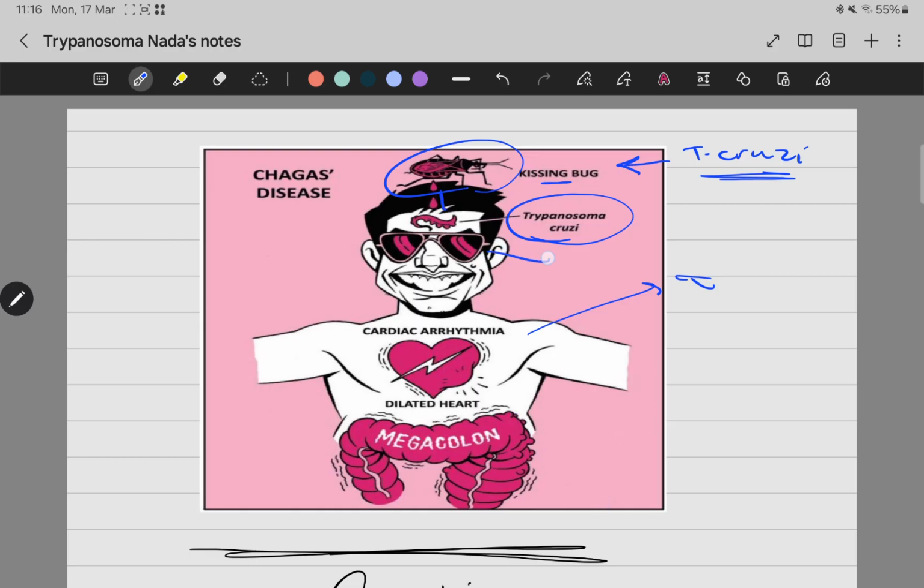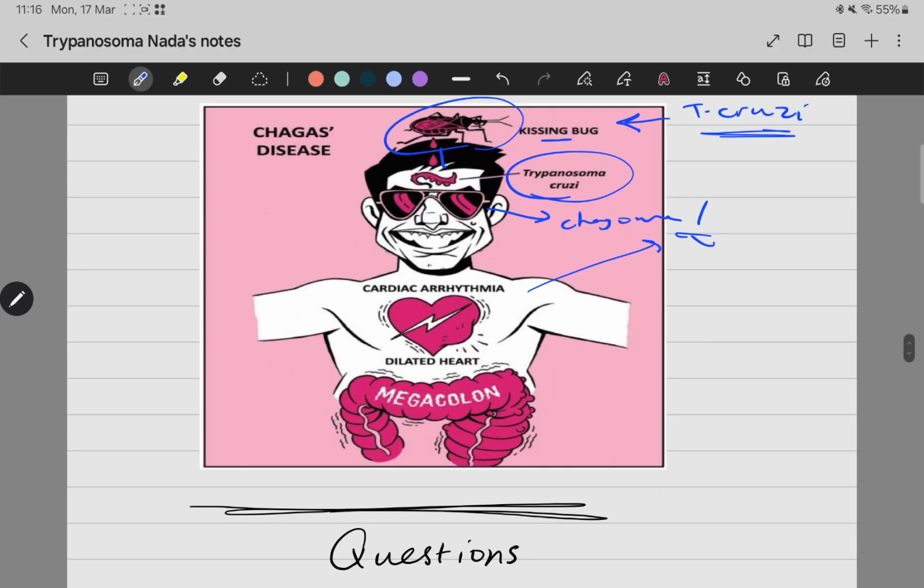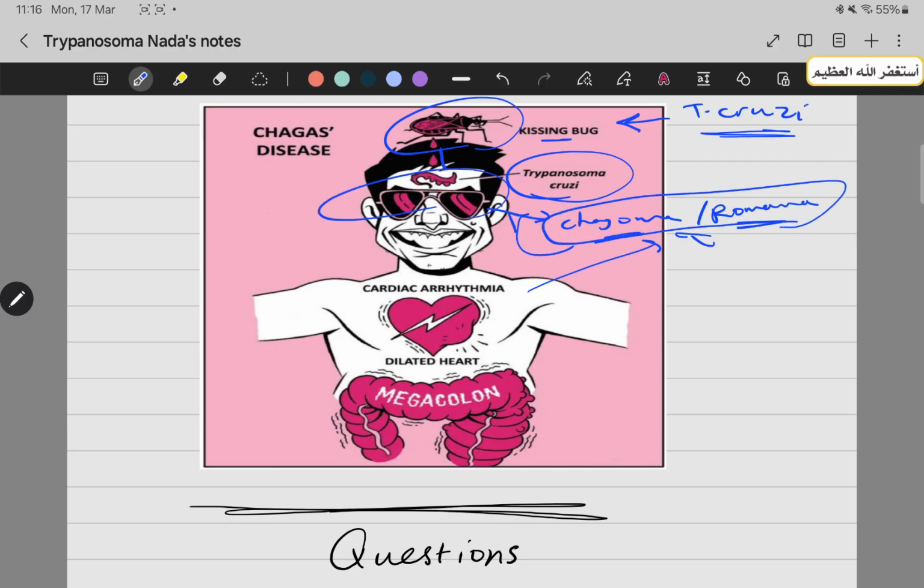What does it cause? It causes chagoma, eyelid swelling. That's why he wears glasses, and he also has Romana sign. So as you can see, chagoma and Romana sign make his eye a total mess. That's why he ends up wearing glasses.